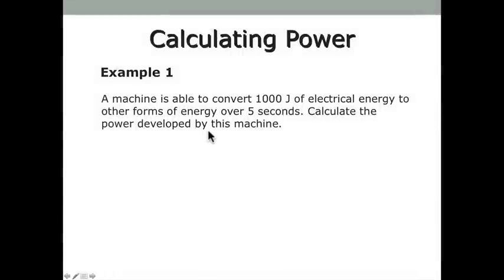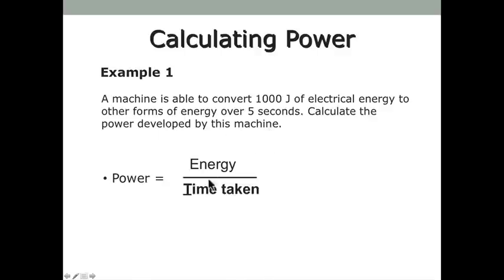Alright, so let's try. If you need, pause the video and try it out by yourself before going through the answers from the video. Let's look at what information this question is giving us. The question tells us that 1,000 joules of energy is being converted by this machine over 5 seconds. What is the power of the machine?